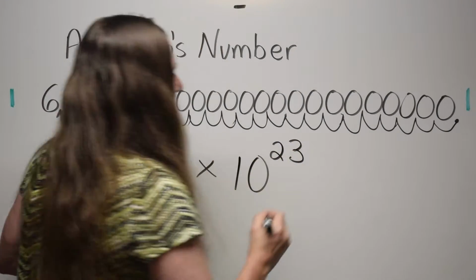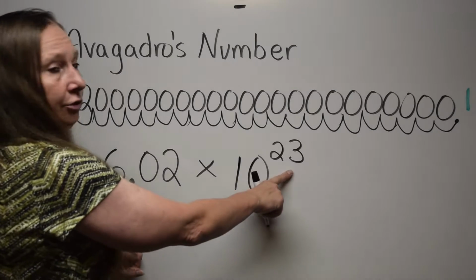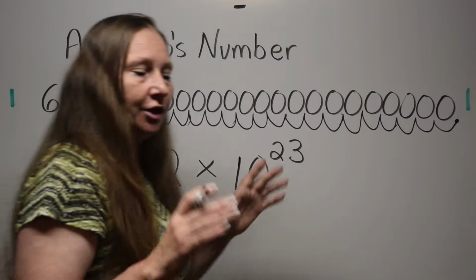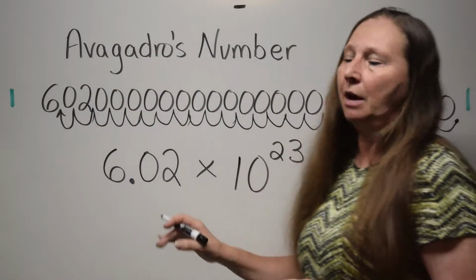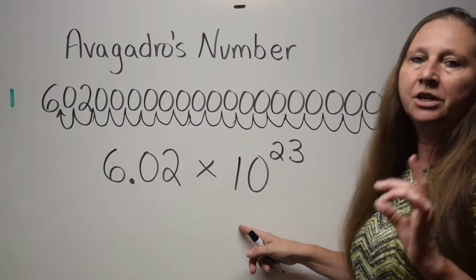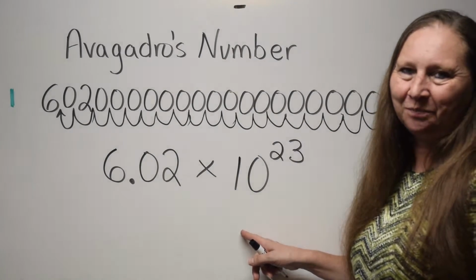10 to the 23rd. 23 jumps, only one number in front of the decimal point. We have just converted Avogadro's number. This is the decimal form. This is correct scientific notation.